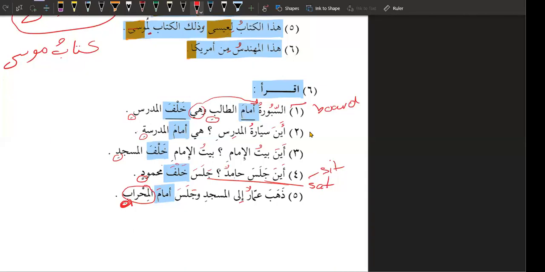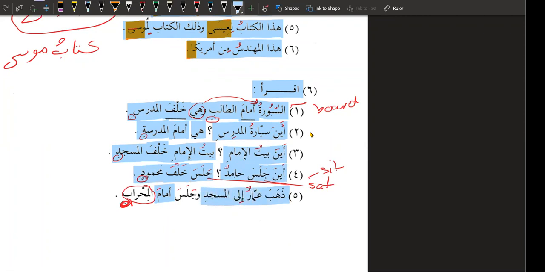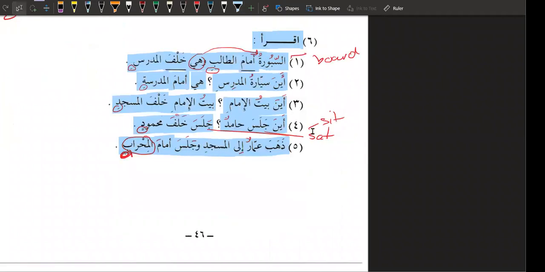جيد. So we say السبورة أمام الطالب وهي خلف المدرس. أين سيارة المدرس؟ هي أمام المدرسة. أين بيت الإمام؟ بيت الإمام خلف المسجد. أين جلس حامد؟ جلس خلف محمود. ذهب عمار إلى المسجد وجلس أمام المحراب. جيد.